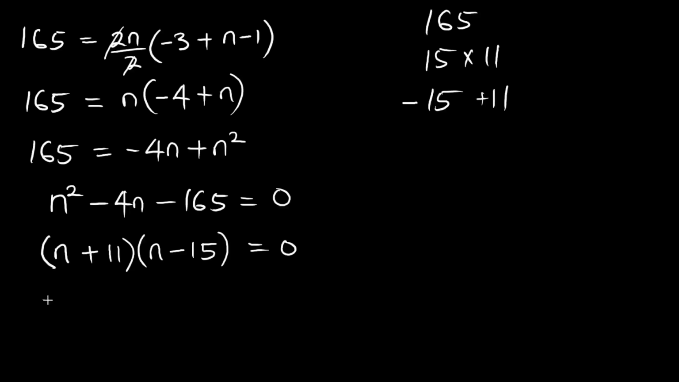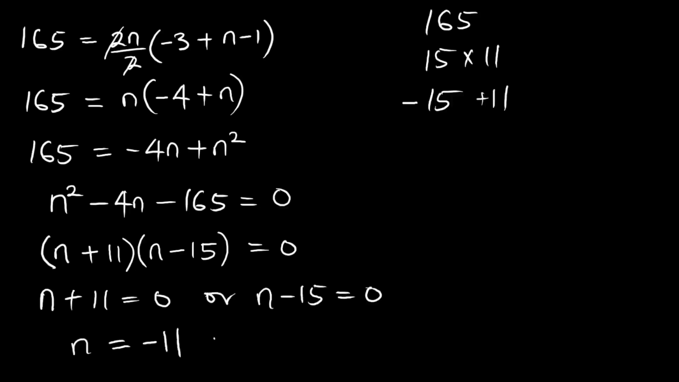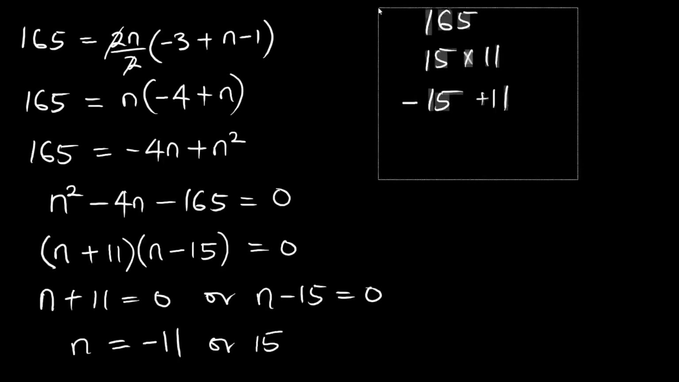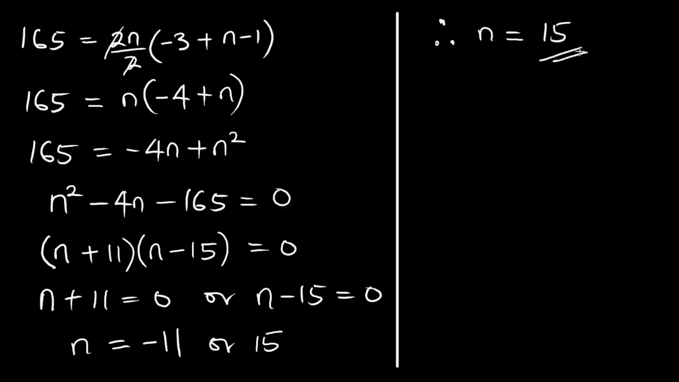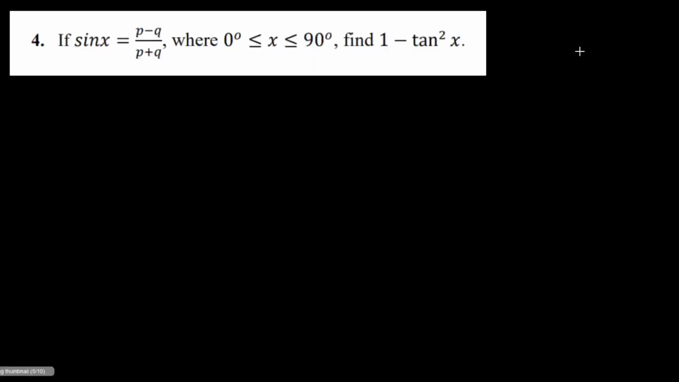So I'm going to have here n plus 11 equals 0, or n minus 15 equals 0. So n is equal to minus 11, or n is equal to 15. But here's the thing, the number of terms cannot be negative. So we are going to cross out the negative and go with the positive. That means our n is equal to 15, which is the answer. Is that okay? All right, let's check out the next question.